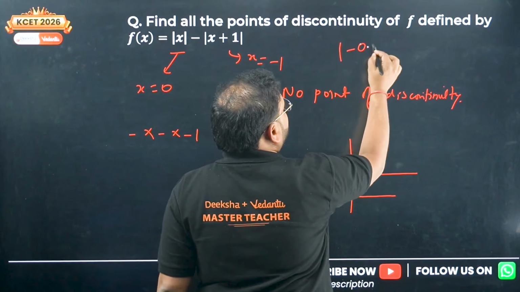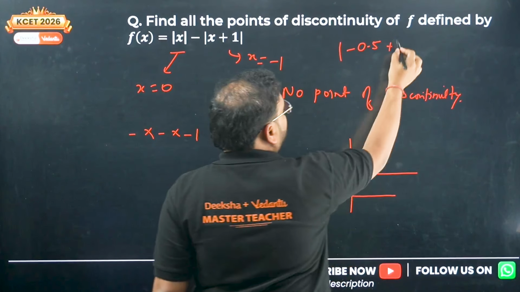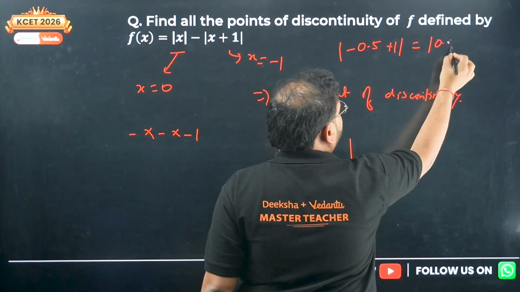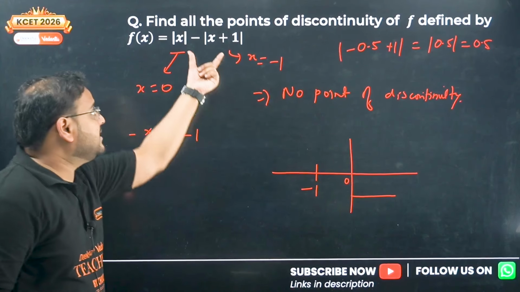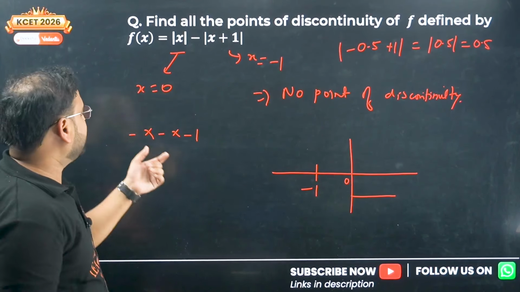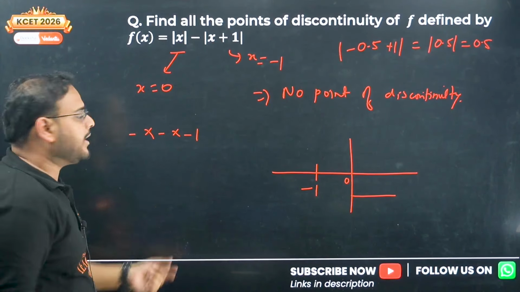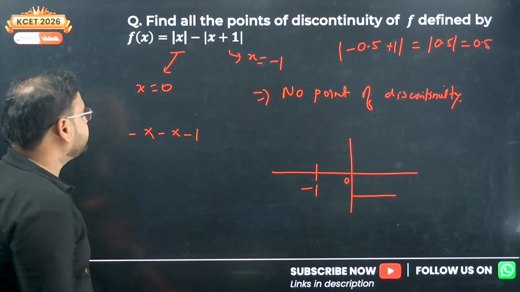If I take minus 0.5 between minus 1 and 0 plus 1, what is the value? 0.5. So basically between these two values, this mod will open with the plus sign. So it will become minus x minus 1. Okay. So y equal to minus x minus 1 means y equals to minus 2x minus 1.